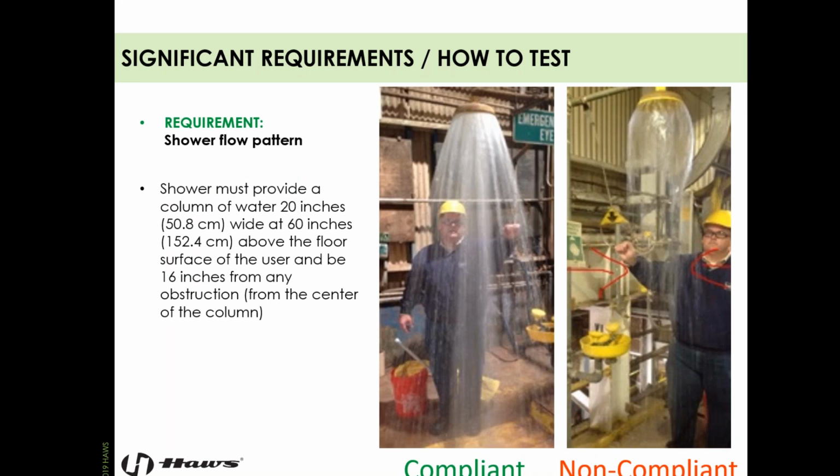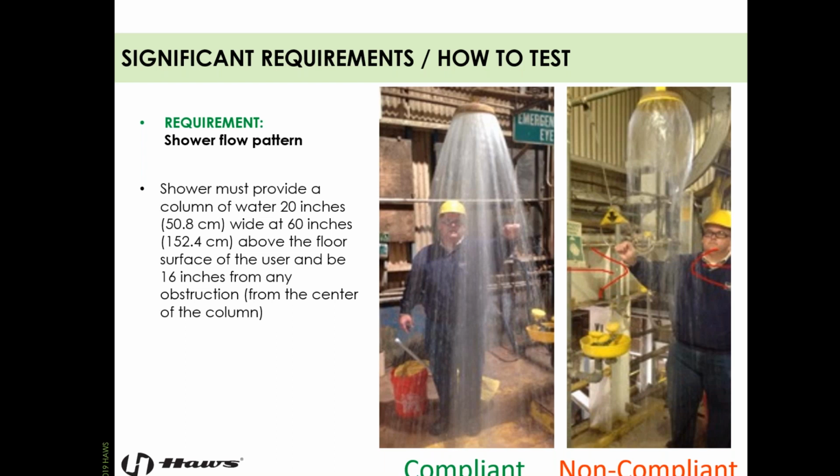For the shower flow pattern, this is pretty easy to measure. Just to give you a couple examples, you can see here on the right, we have 2 different shower flow patterns. The one on the left, again, kind of creating that donut effect that I described earlier. There's not much there in the center of the shower, but we have a nice wide flow pattern, which is compliant. And then on the right, a much more narrow flow pattern, which is non-compliant. So the shower has to provide a column of water that's 20 inches wide at 60 inches above the surface floor of the user. And that's average human shoulder spacing and height. That's all it's based on.